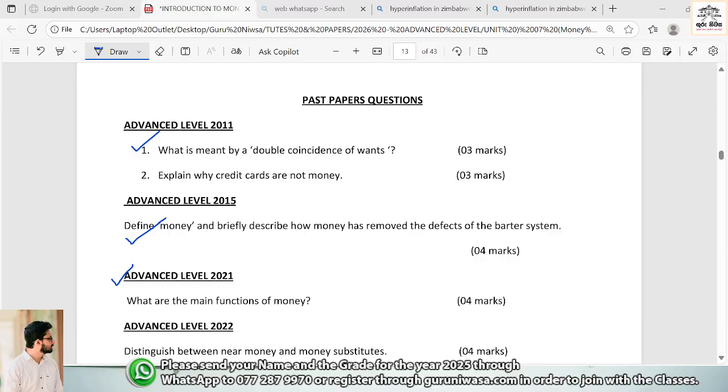Sandil, your answer for 2021 is simple, but it is very clear. Good. Give a try to answer 2015. Remember, the 2015 question is asking you to explain how money has removed the defects of the barter system.